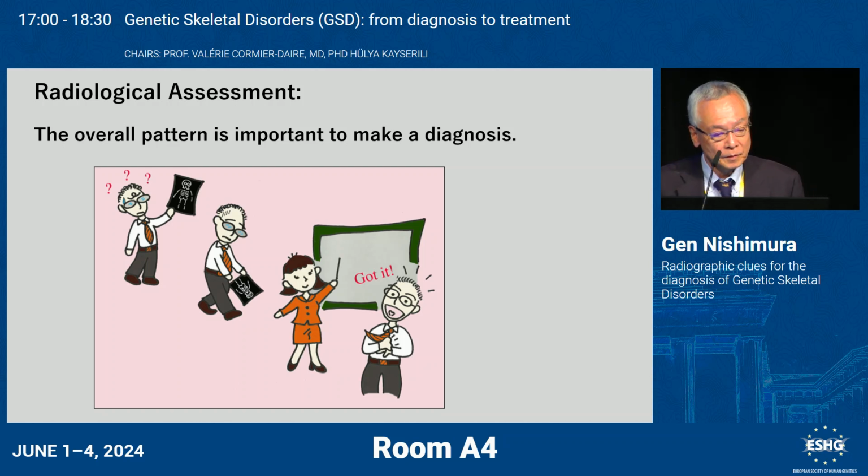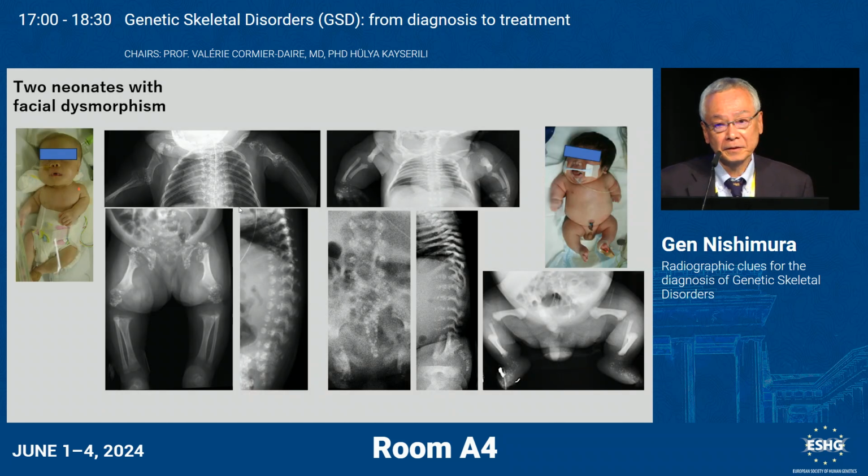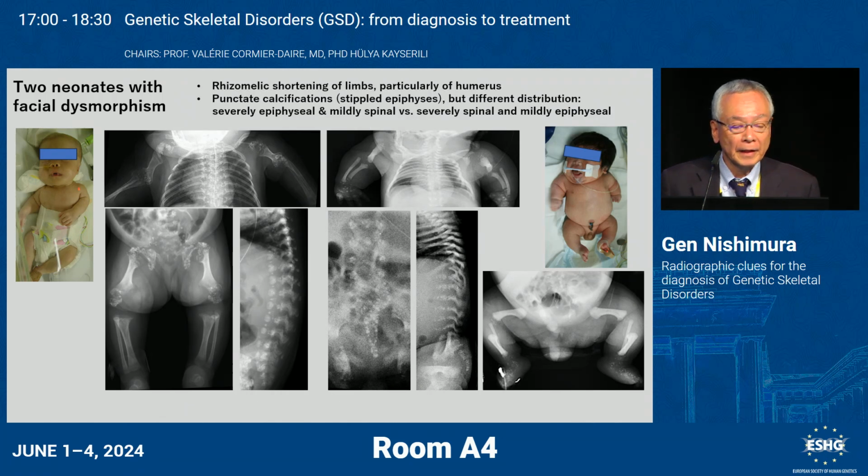Needless to say, the overall pattern is important to make a diagnosis. Here is an example. You can see two neonates with facial abnormalities. In both, you can see rhizomelic shortening of the limbs, shortening of the proximal segment of the limbs, particularly of the humerus. You also can see punctate calcifications, in other words, stippled epiphyses.